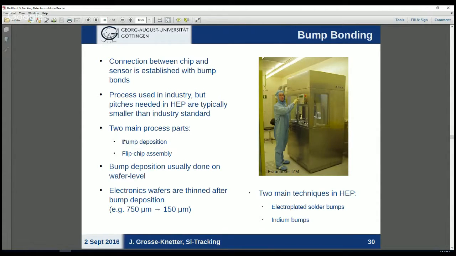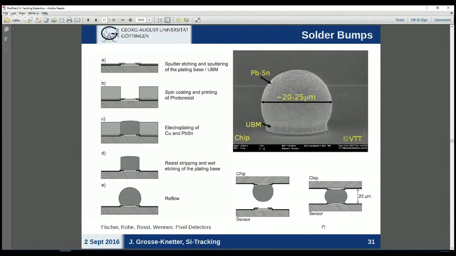The bump, that's this little electrical connection, is deposited mostly on one side, sometimes on either side. So let's say on the readout chip, then you have the sensor chip, which you flip on top, and in the end you solder them together. Typically it's solder bumps or indium, which is a slightly softer material. And well, let me at least show you the solder bump technique.